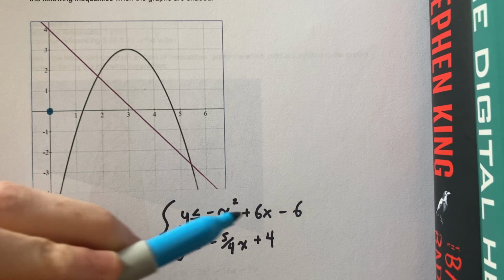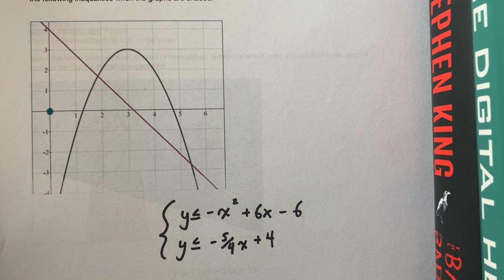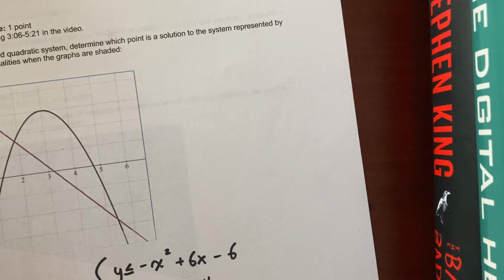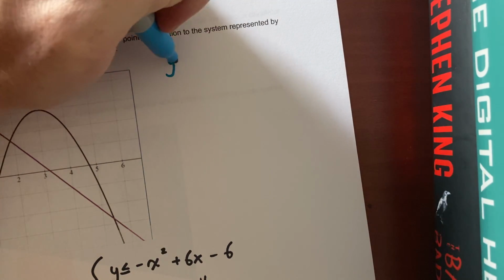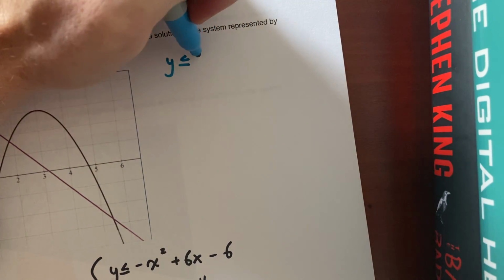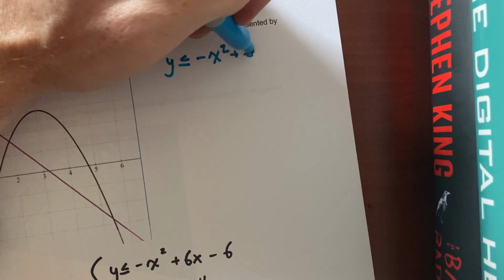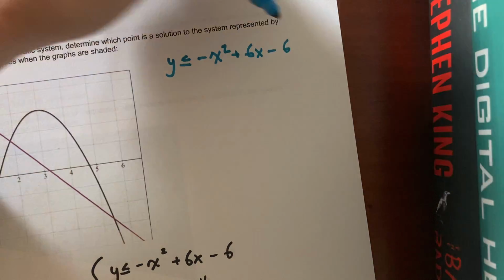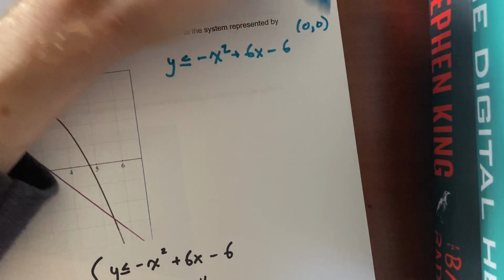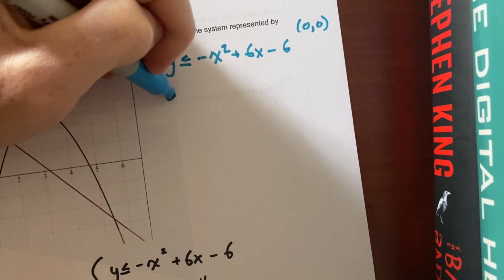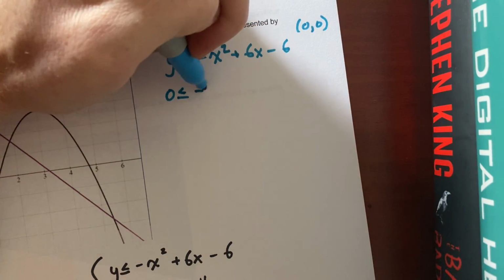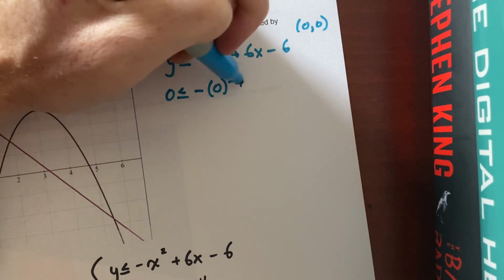I'm going to plug it into this quadratic right here, and I'm going to see, is it going to make a true or a false statement? So I'm going to do that work right up here. We have y is less than or equal to negative x squared plus 6x minus 6. I'm going to plug in the point (0, 0) for both x and y. And I'm trying to figure out, is this going to be a true or a false statement?